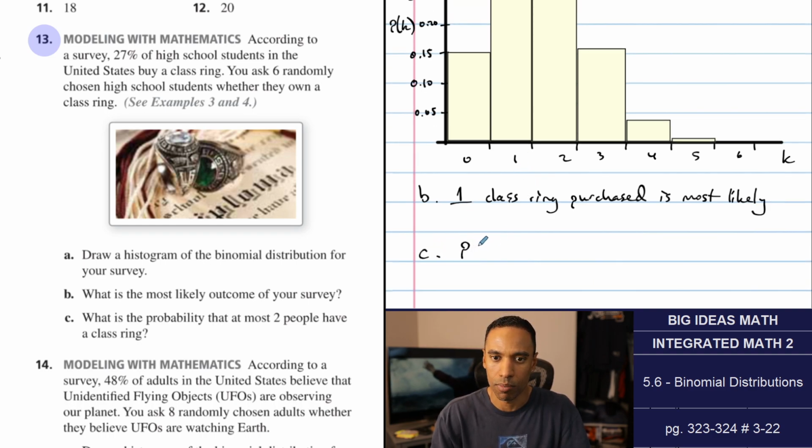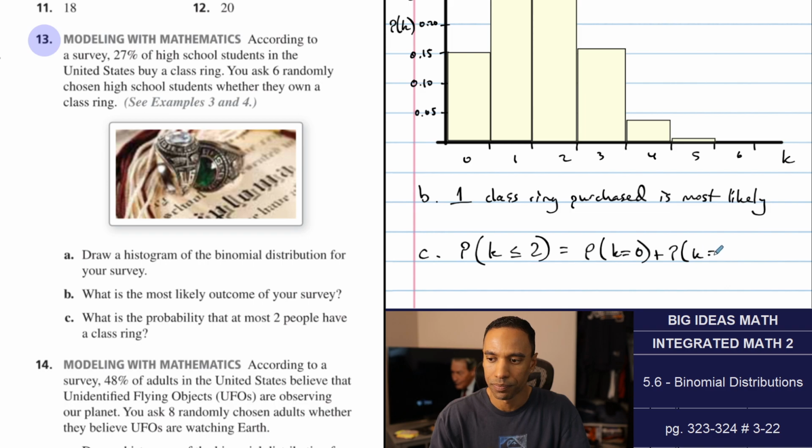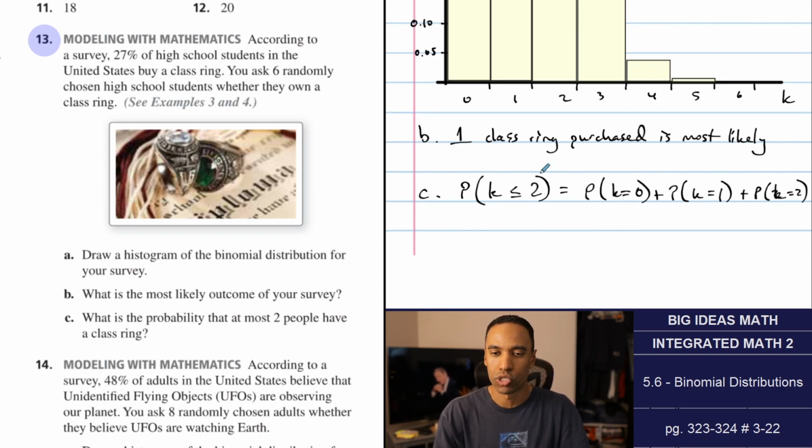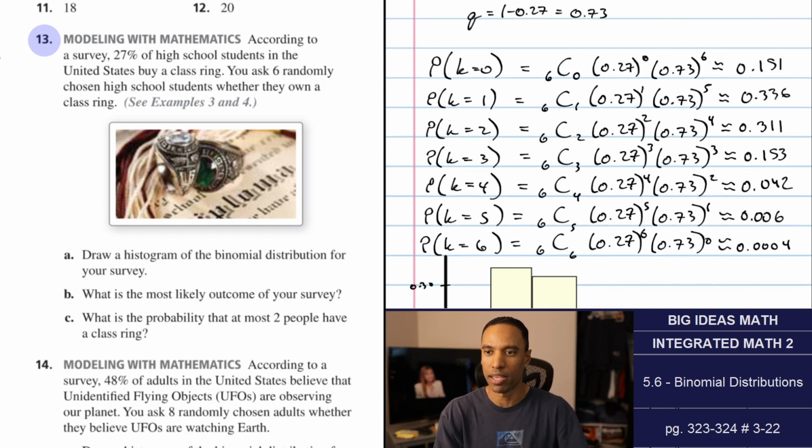So now this is going to be the probability of at most 2, which is less than or equal to 2. So that'll be the probability of 0 plus the probability of 1 plus the probability of 2. K equals 2. That's the at most 2 version of that. Now, this is approximated since we have the rounding bits. We're basically going to add these 3 up together.